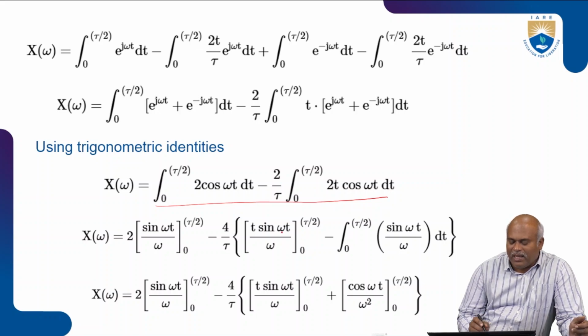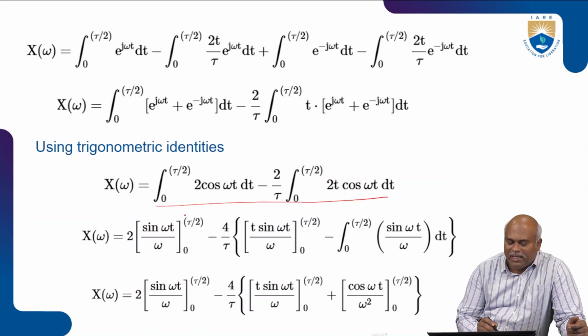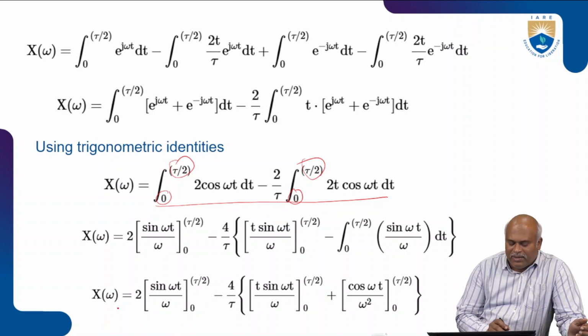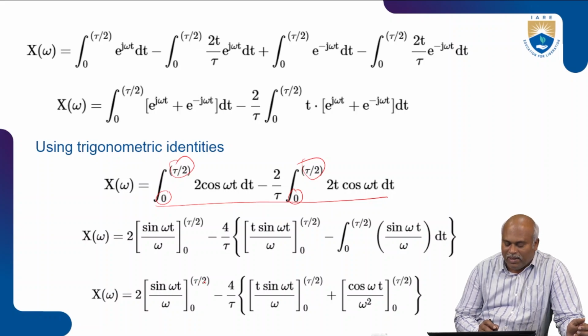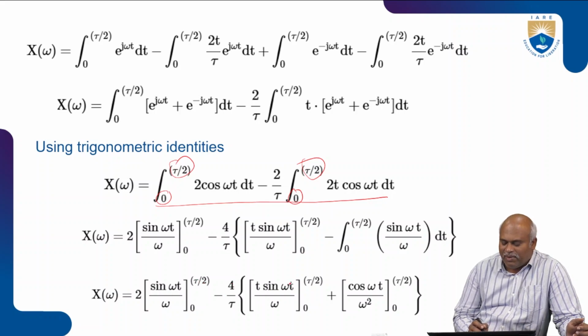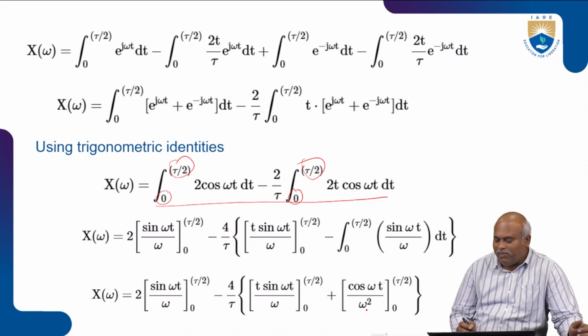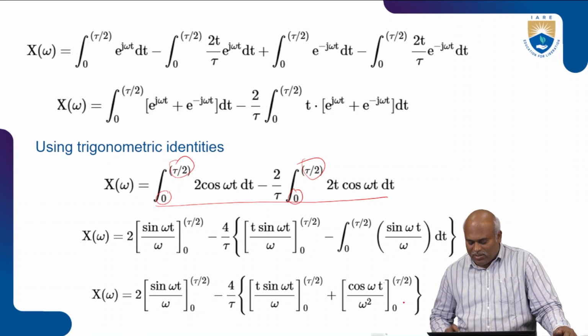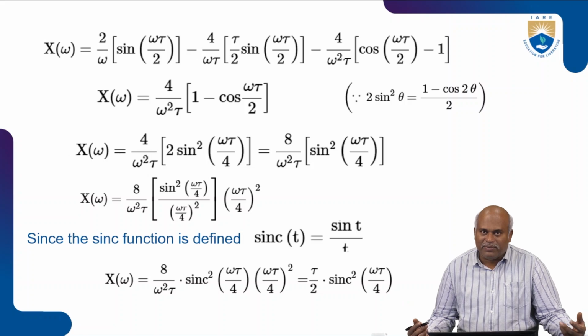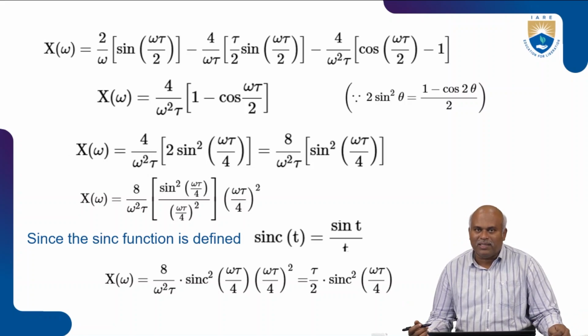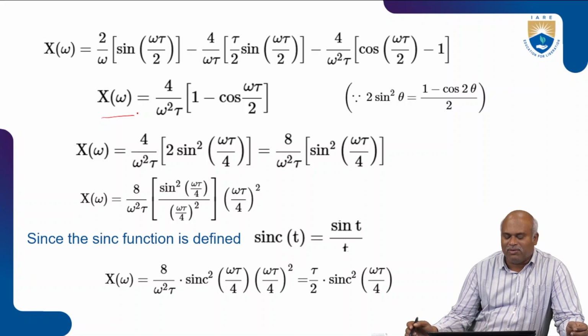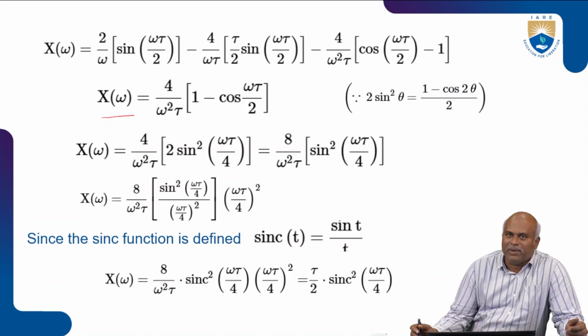After integrating and simplifying, we should substitute the limits of 0 as well as t by 2. Then we get the output: X of omega is equal to 2 times sin omega t divided by omega from 0 to tau by 2, minus 4 by 2 t sin omega t by omega from 0 to tau by 2, plus cos omega t by omega square from tau by 2 to 0. This limit we should substitute into this equation. Finally we get the output in this form: X of omega is equal to 4 by omega square tau times 1 minus cos omega tau by 2.